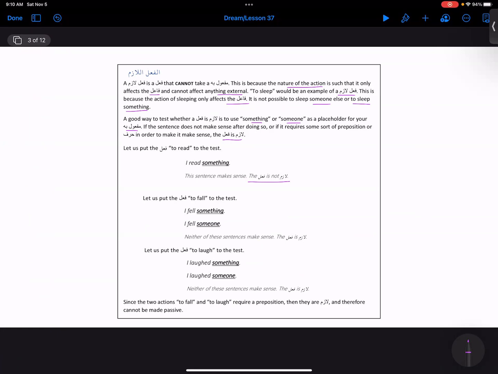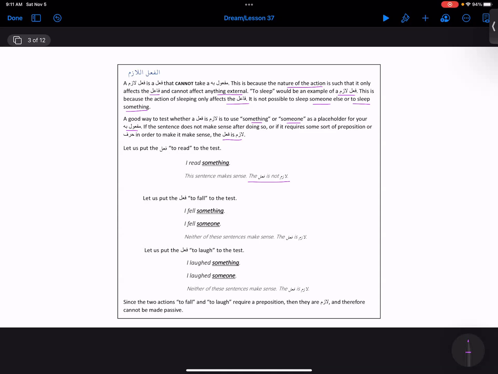This is because the nature of the action is such that it only affects the fail and cannot affect anything external. For example, to sleep. To sleep means to sleep, right? Someone is sleeping. Now, that would be an example of fail lazim. If I say I slept, now the action is happening only towards me. There is no done to, right? There is no maf'ul required for that. So that's why this is an example of fail lazim. This is because the action of sleeping only affects the fail. It is not possible to sleep someone else or to sleep something.